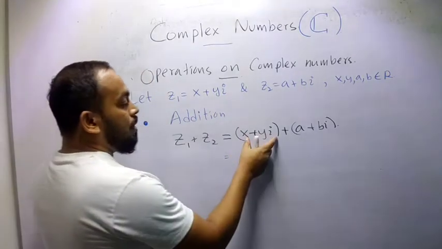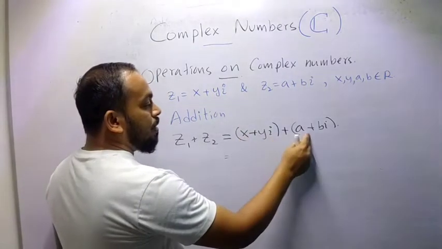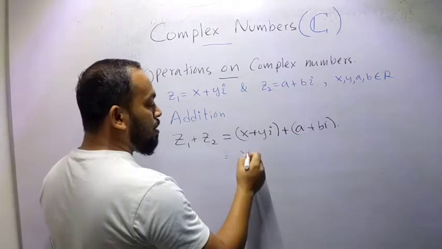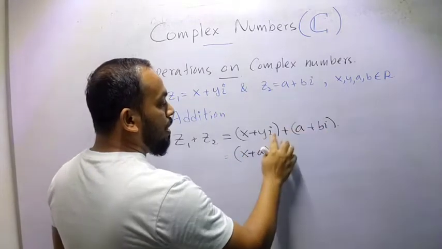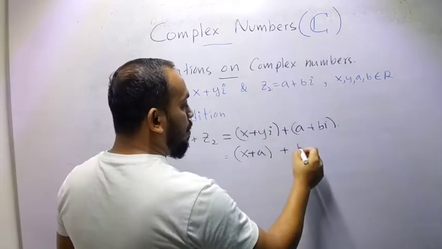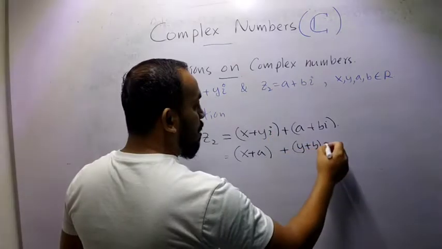So here the real number is x, here the real number is a, so x plus a, then yi plus bi, i is common, factor it out and you get y plus b times i.